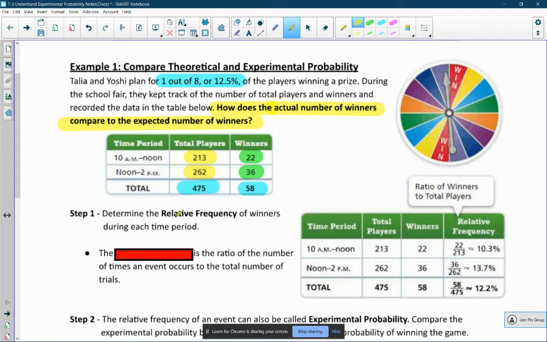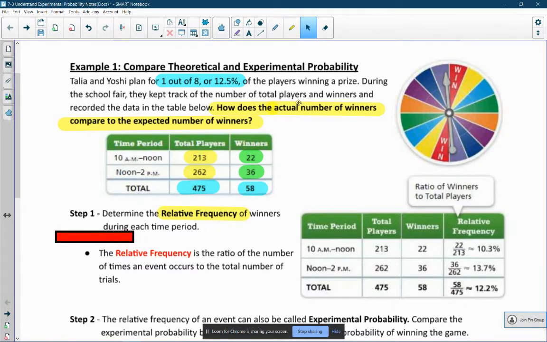So that's a big word. Okay? The relative frequency is the ratio of the number of times an event occurs to the total number of trials. So, the ratio of the number of times an event occurs to the total number of trials. So we're going to see the same little box over here to the right now. Okay? We've got 10 a.m. to noon, noon to 2.